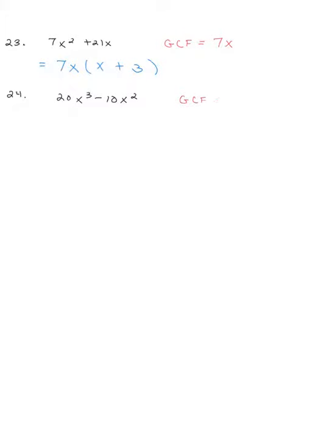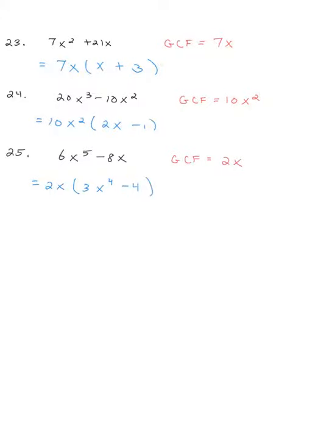Here the greatest common factor is going to be, I can take 10 out of both as well as an x squared. That's the most that can be removed. And this gives me 10x squared times 2x minus 1. All right, the greatest common factor here is 2 and x. When I factor that out, I'm left with 3x to the 4th minus 4.